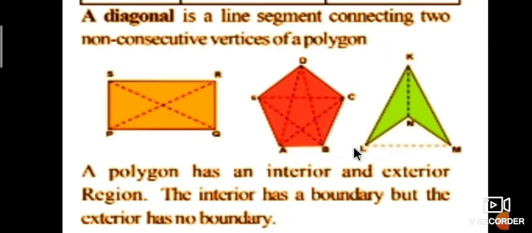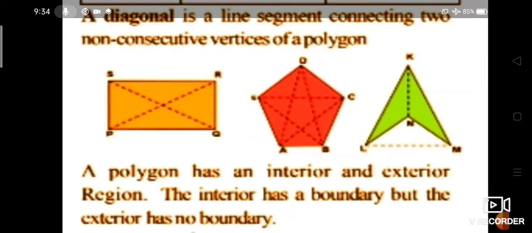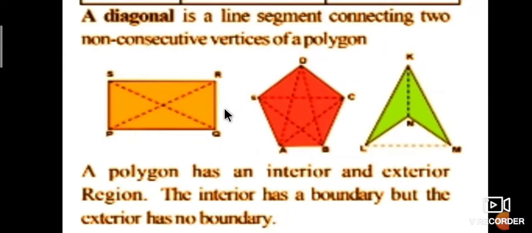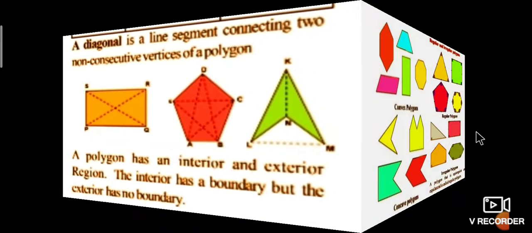KLM is a polygon with its vertices. A polygon has interior and exterior regions. The interior has a boundary, but the exterior has no boundary. Observe here. This is called the interior region. This is called the exterior region. The interior region has a boundary, but the exterior region does not have any boundary.